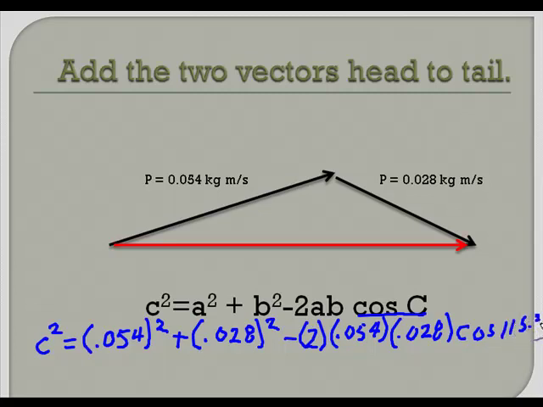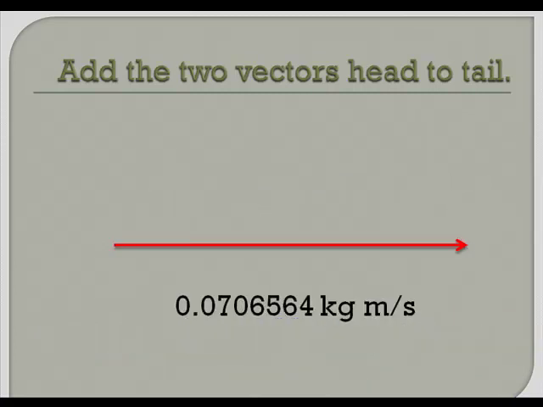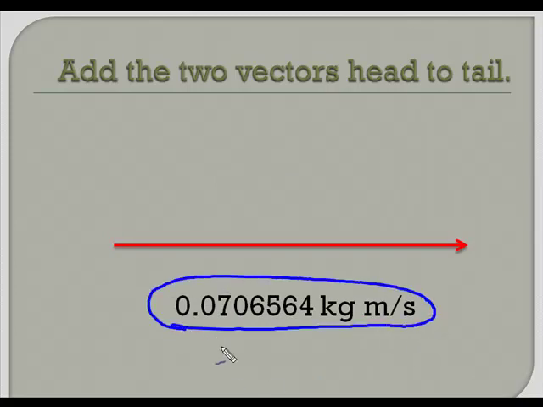That's a common error that people forget. So C equals what? The answer is 0.0706564, and don't worry about significant figures at this moment. That represents the total momentum after the collision, which is also the total momentum before the collision.